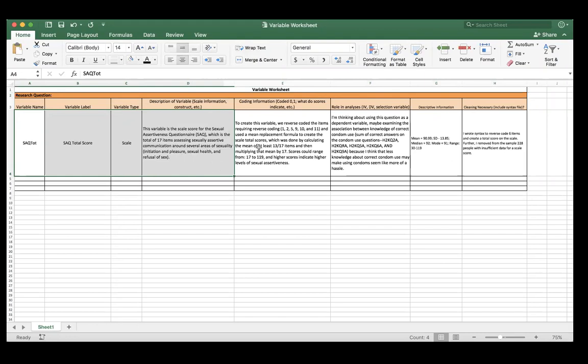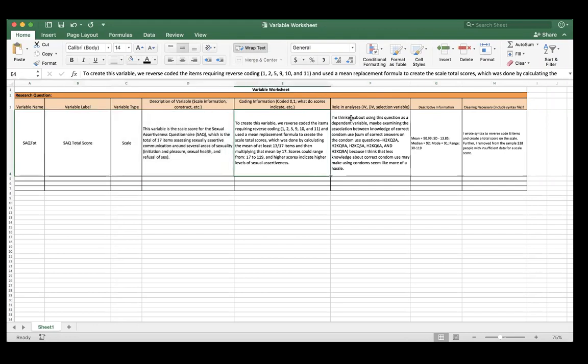It measures sexual assertiveness. I had to do some reverse coding of items, and then I calculated the mean in this following way. I'm thinking about using this question as a dependent variable, and so on. And then here's some basic descriptive information and whatever cleaning that you did. So, I reverse coded these items, I created a total scale score, and I eliminated people who didn't have data on that variable. So that's how I got to where I got. I want you to include that information for each of the variables that you're using in your research question.